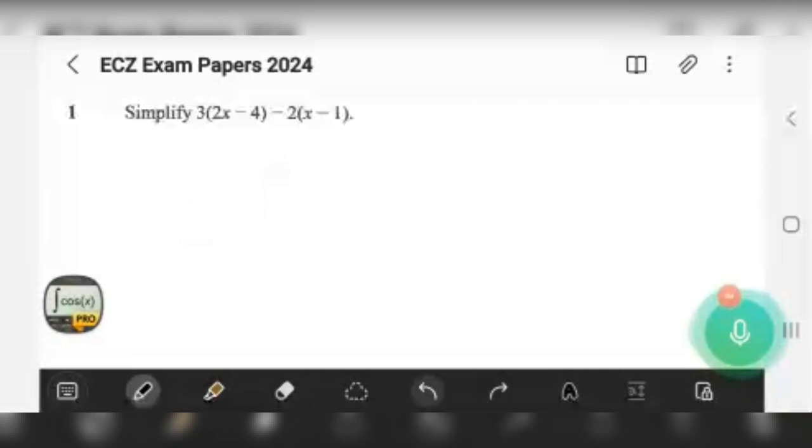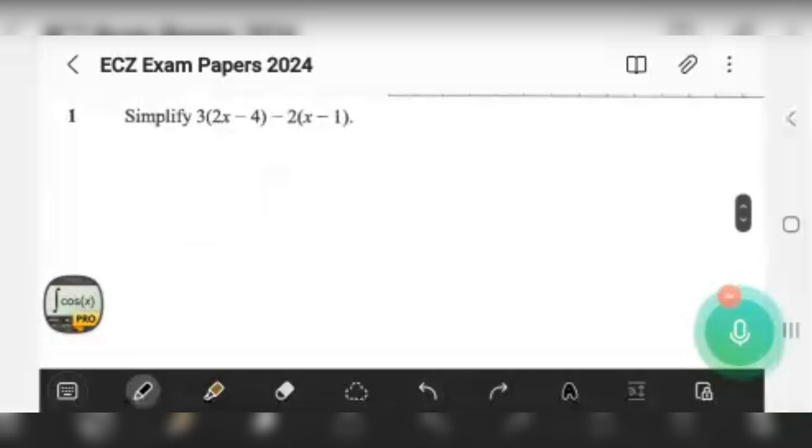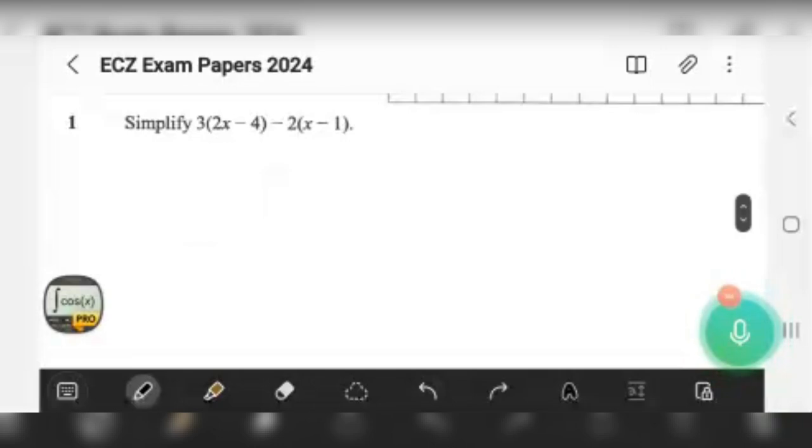Okay, so now let's go ahead and deal with this. Here we are going to expand this. You see that? What are we going to get when we say 3 multiplied by 2x? So 6x. We are going to get 6x. Yes.